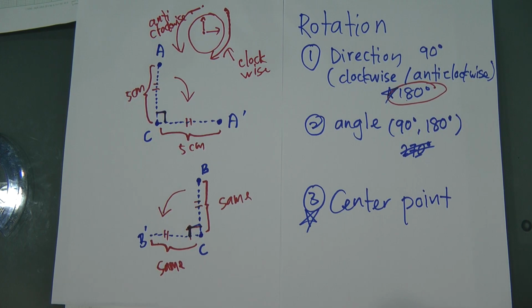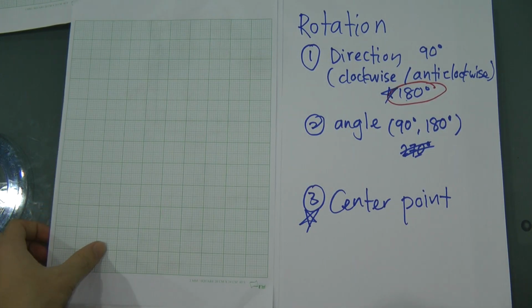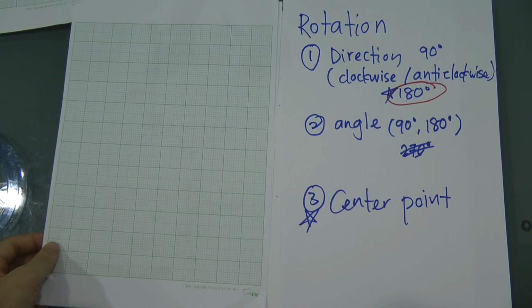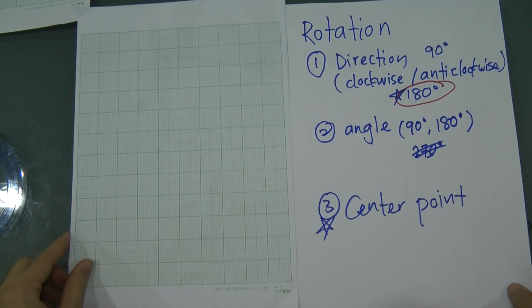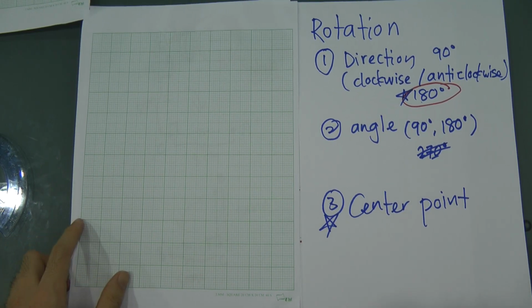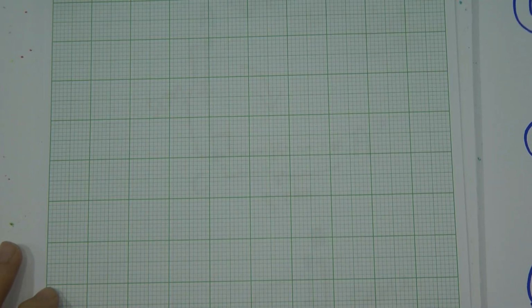Then we're going to go to the graph paper, because I'm going to teach you some techniques on how to see the rotation using the graph paper. Over here, I think I will need to zoom in, because I'm going to use the pen inside the graph paper.